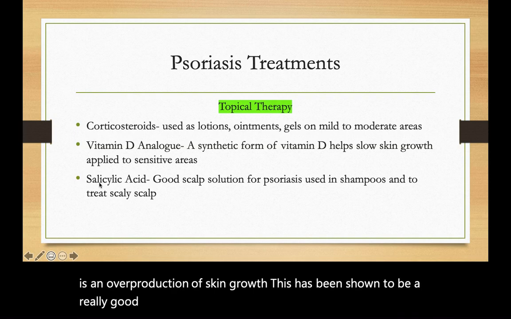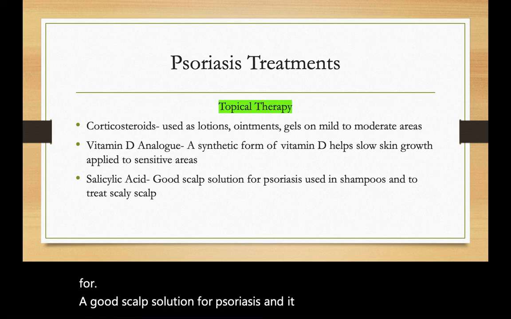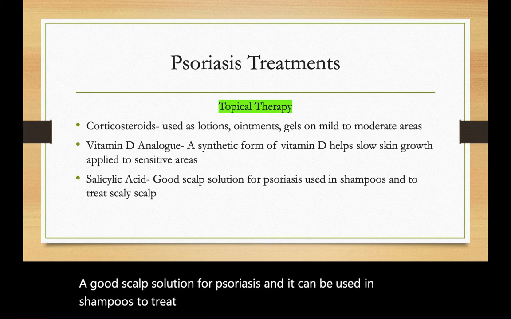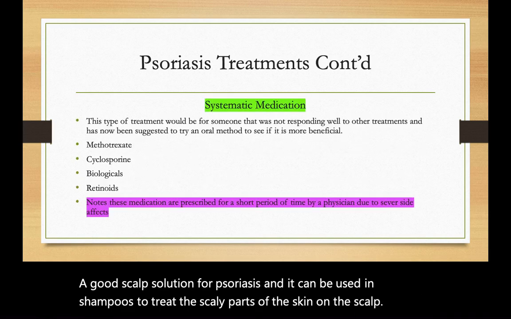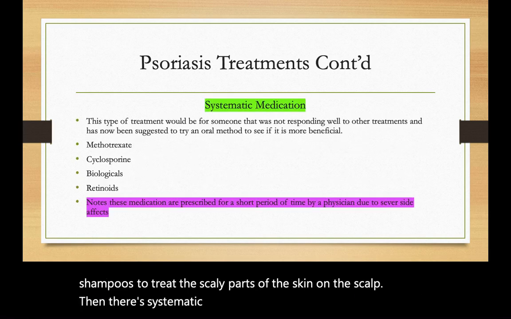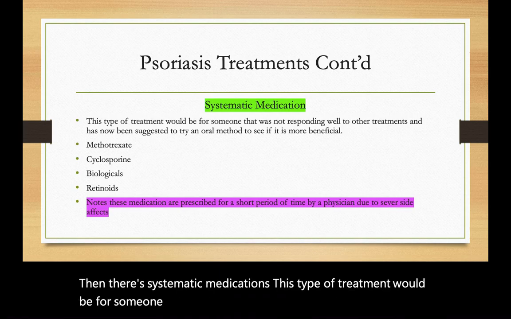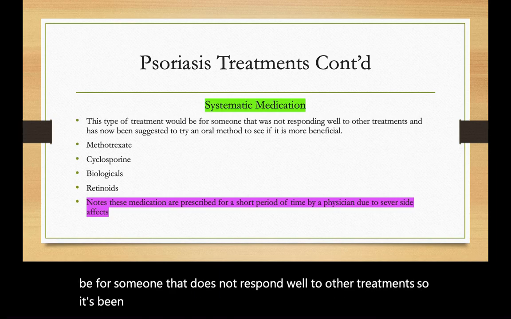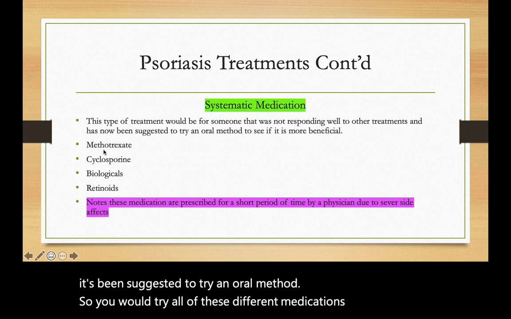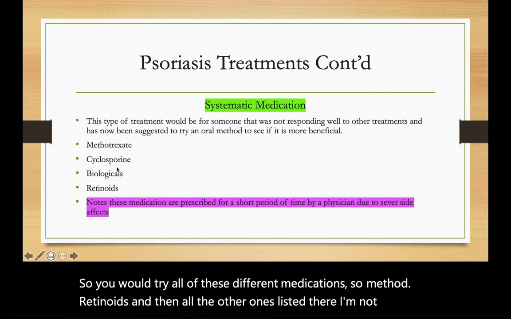And then there's salicylic acid. This is a good scalp solution for psoriasis. It can be used in shampoos to treat the scaly parts of the skin on the scalp. Then there's systemic medications. This type of treatment would be for someone that does not respond well to other treatments. So it's been suggested to try an oral method. You would try different medications, so methotrexate, retinoids, and all the other ones listed there. I'm not going to try and pronounce them because I'm going to butcher them.